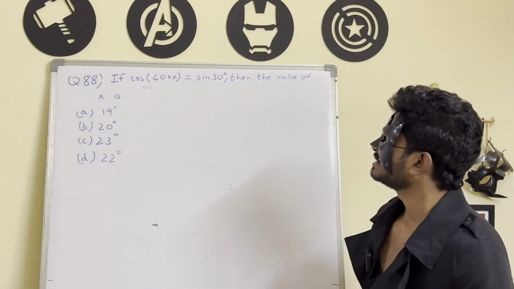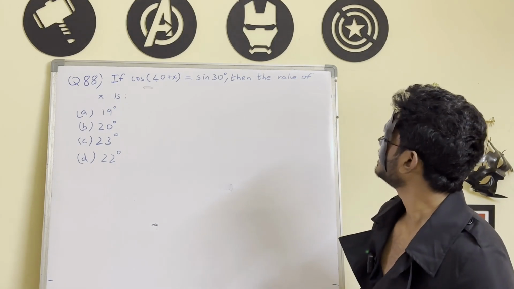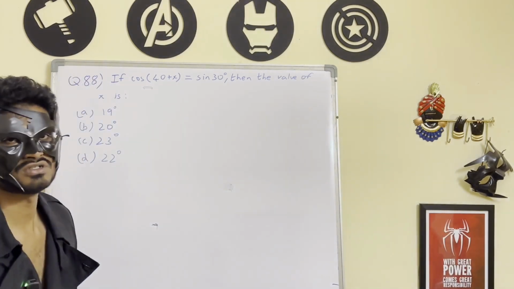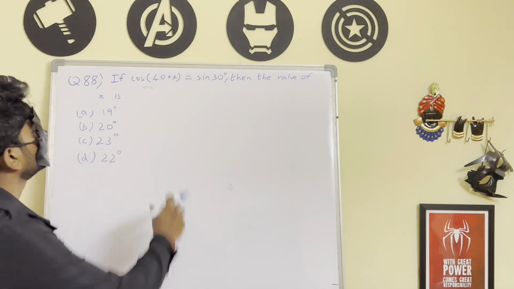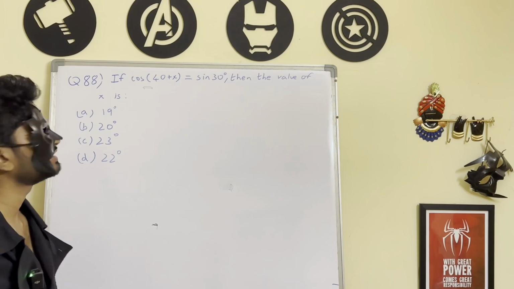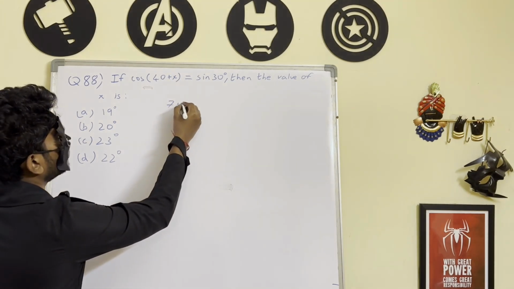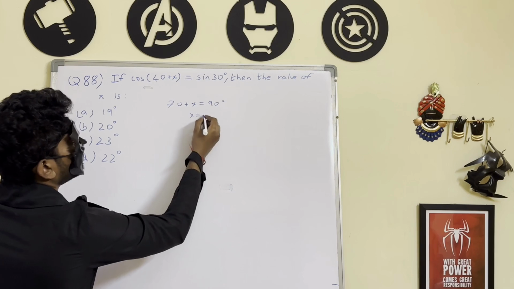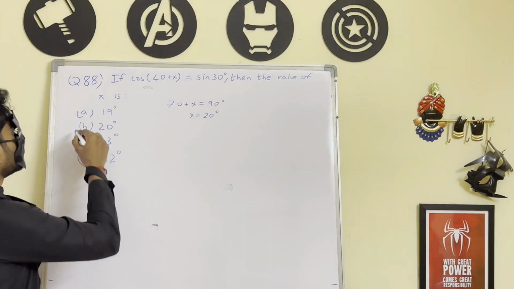Superhumans. Next question is, if cos 40 plus x is equal to sin 30, then the value of x is. So I already told you that cos A is equal to sin B if A plus B is equal to 90 degrees. So here these two must add up to be 90 degrees. So 40 plus x plus 30, that is 70 plus x will be nothing but equal to 90 degrees. So x will be nothing but 90 minus 70, which is equal to 20 degrees. So here option B is right.